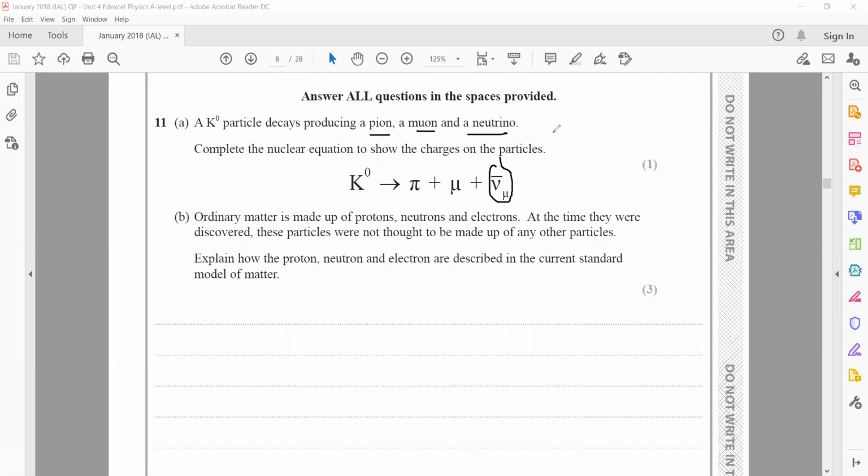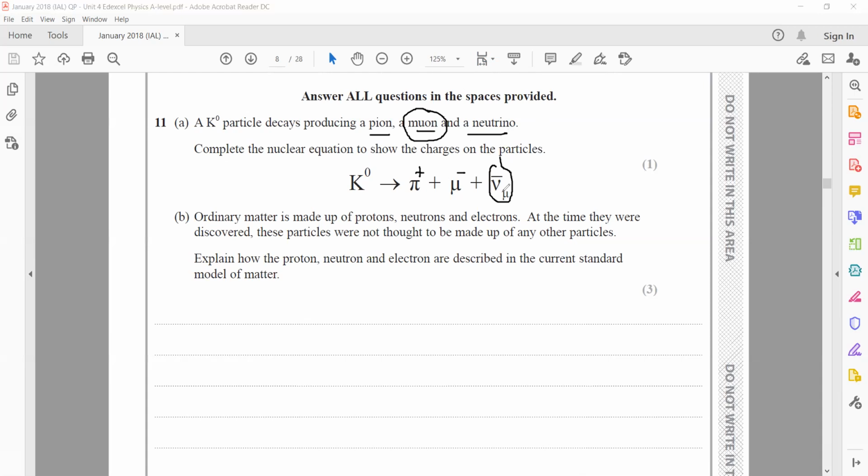And what is the charge of the muon? Muon is a lepton. For a lepton, as we know, like electron, tau, and muon, their charge is negative. And because the charge should be conserved, if this is minus, what should the charge be for the pi? So this will be pi plus. Is it clear how we worked out the charge?